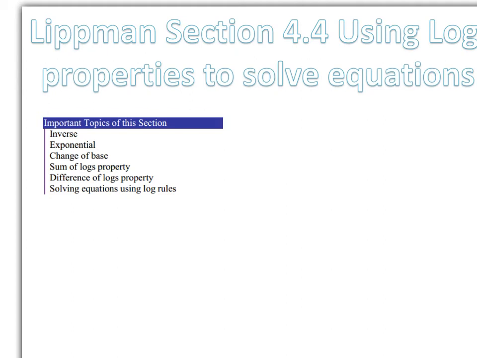So here are some examples from this fourth section in chapter 4, and these are the big ideas that they say are important. Change of base we talked about just the last one, and exponentials and inverses kind of been working along, right? Rewriting logs to exponential form and taking an exponential form and rewriting it in log form. We talked about that. What's new here is the sum of logs property, the difference of logs property, and then we're going to use those properties to solve an equation.